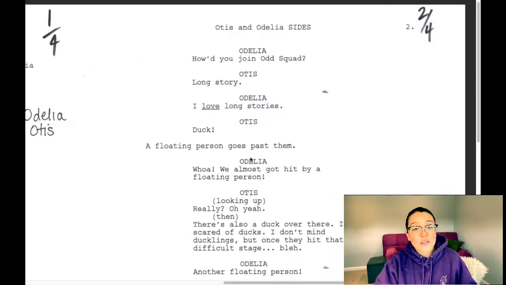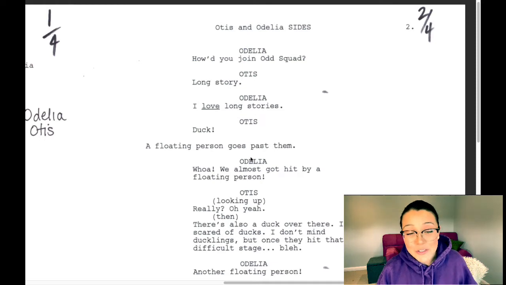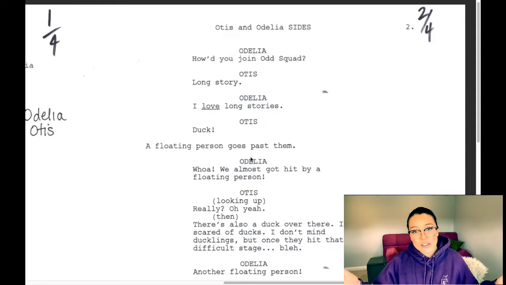Okay, so, I mean, that was mega cheesy. You don't have to do it that cheesy if you don't want to. I chose contrasting accents because I thought that made the characters even more different and even more extreme.